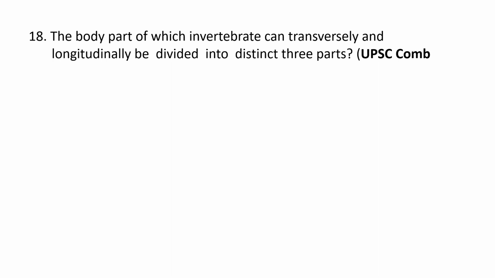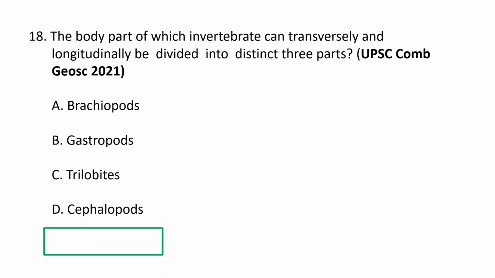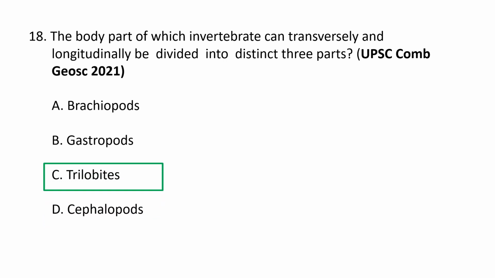Next question. The body part of which invertebrate can transversely and longitudinally be divided into three distinct parts? The choices are A. Brachiopods, B. Gastropods, C. Trilobites, and D. Cephalopods. So obviously C. Trilobites is the correct option. In the trilobites, the body can be easily divided into three parts, longitudinally and transversely. That is known as the head, thorax, and pygidium.